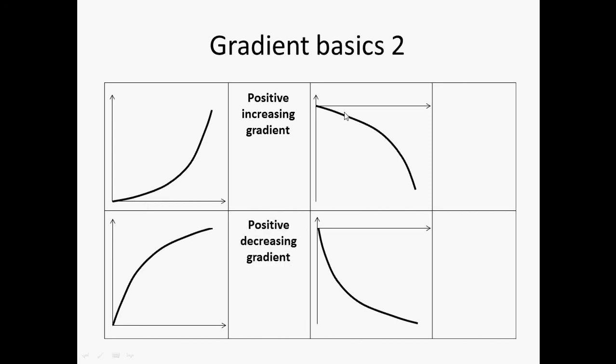Now what happens if you have a negative gradient? This is a negative gradient, but it's going from gentle to steep, or low to high, but in a negative direction. So it's a negative increasing gradient. And for the last one, it's a negative gradient again, but it's from high to low. So it's going to be a negative decreasing gradient.